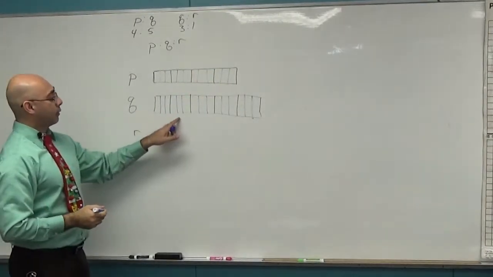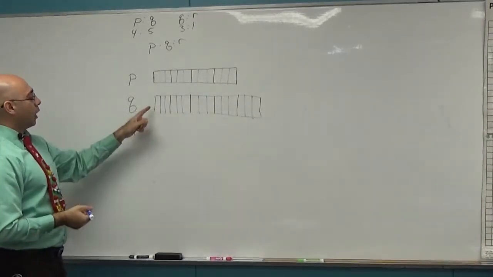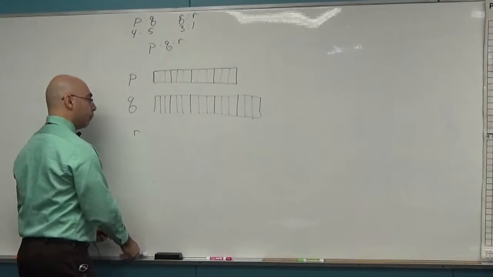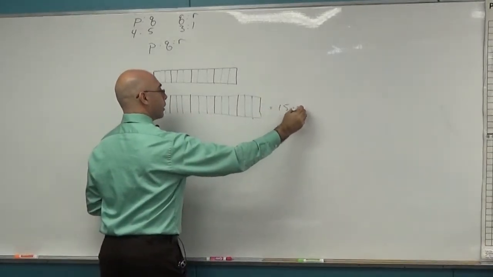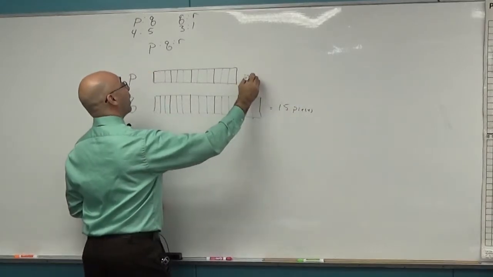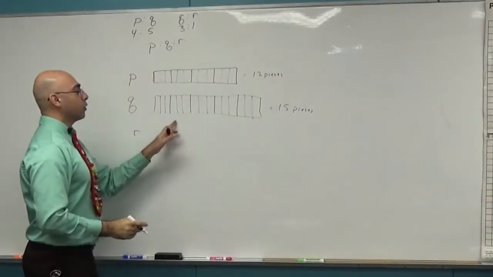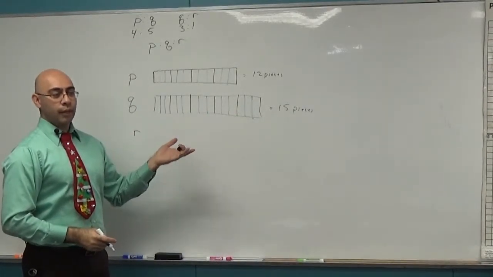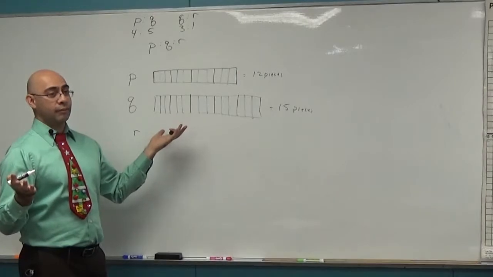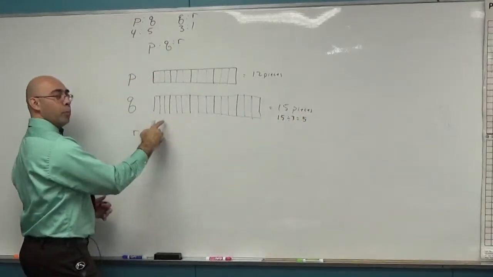Now I have to divide this up into 3 equal sections. So how many pieces do I have here? 15. I got 15 pieces. Here I have 12 pieces. But I want to group this into 3. How do I group this into 3? I do 15 divided by what? 3 groups is going to be 5 each. So I'm just going to group up 5 rectangles.